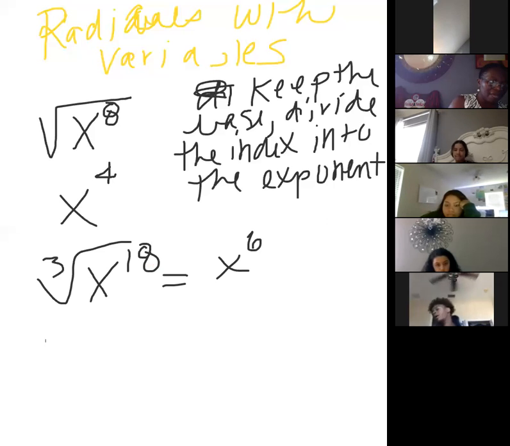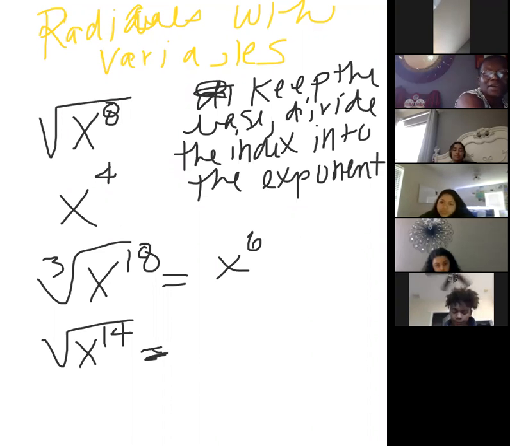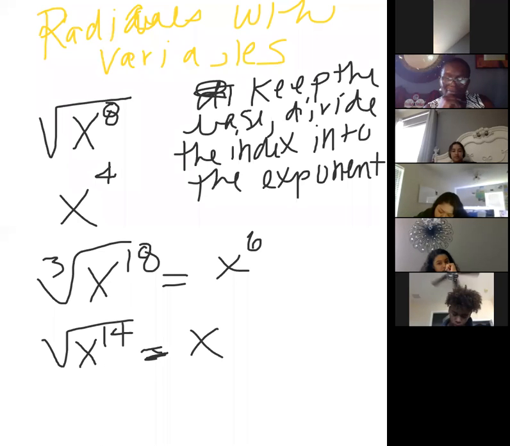What would the square root of x to the 14th power simplify to? The square root of x to the 14th power. What does that simplify to? Anybody? All right. So that would give me x to the what power, guys? X to the... nobody? Seven. 7th power, very good, okay?